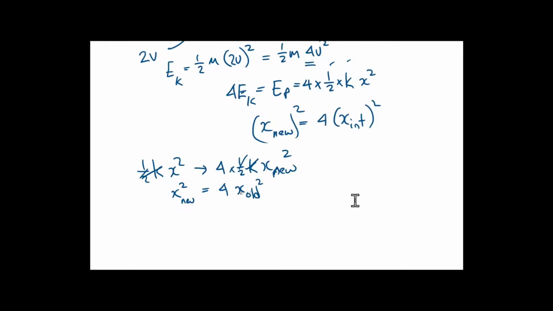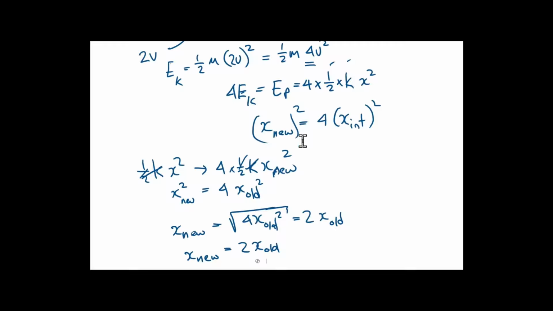Okay. So when we take the square root of that, the new amount that's compressed is going to be equal to the square root of 4 x old squared, which is 2 x old. So the amount that's compressed new is twice what it was before. So we quadrupled the amount of energy, but that means that we're going to double the amount of compression.